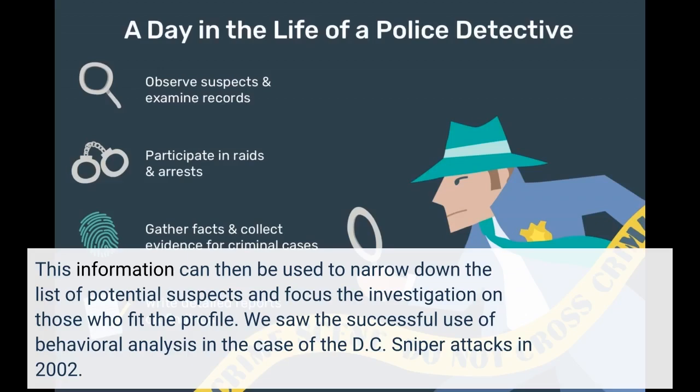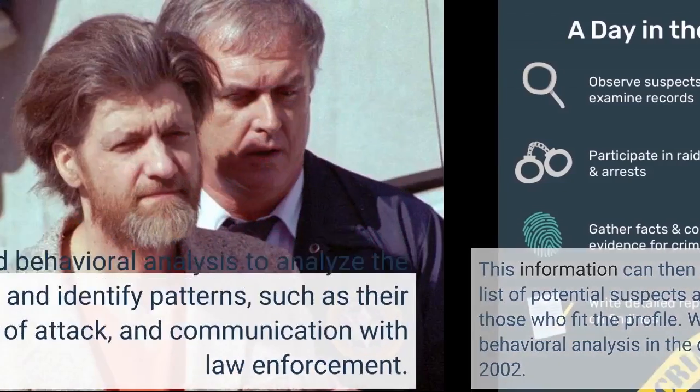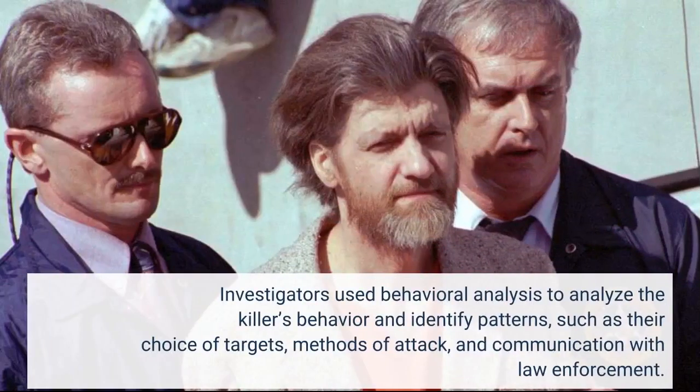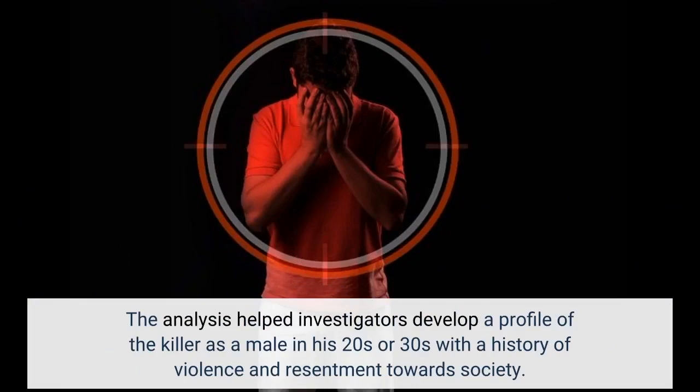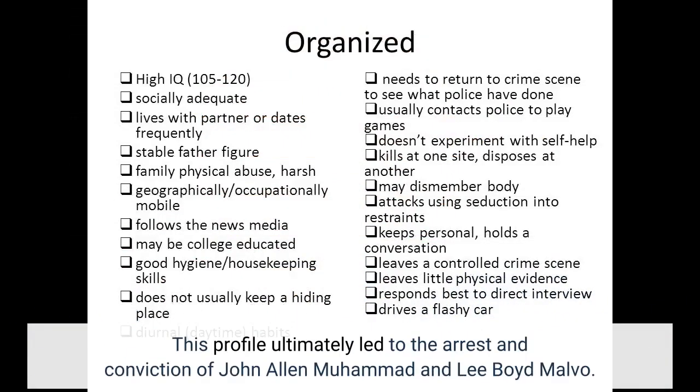This information can then be used to narrow down the list of potential suspects and focus the investigation on those who fit the profile. We saw the successful use of behavioral analysis in the case of the D.C. sniper attacks in 2002. Investigators used behavioral analysis to analyze the killer's behavior and identify patterns, such as their choice of targets, methods of attack, and communication with law enforcement. The analysis helped investigators develop a profile of the killer as a male in his 20s or 30s with a history of violence and resentment towards society. This profile ultimately led to the arrest and conviction of John Allen Muhammad and Lee Boyd Malvo.